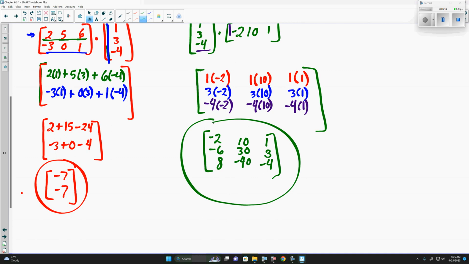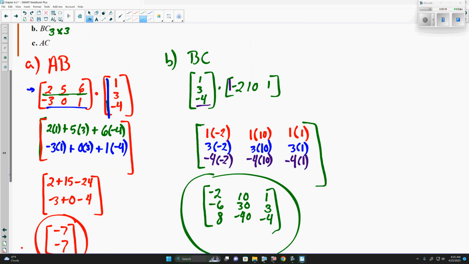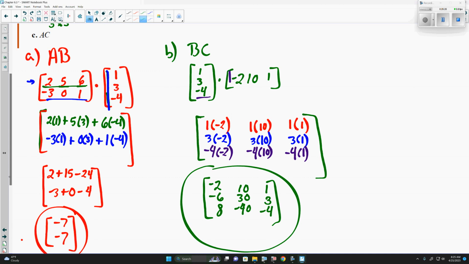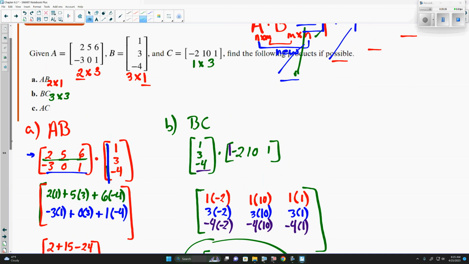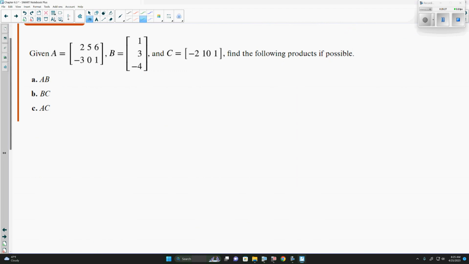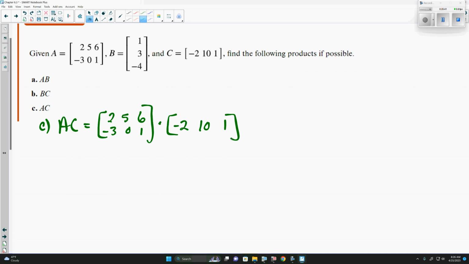Any questions on these two? How I did the product of A, B, or BC? Now the last one we're going to look at is the product of AC. This one is going to be matrix A, 2, 5, 6, negative 3, 0, 1, being multiplied with negative 2, 10, 1.